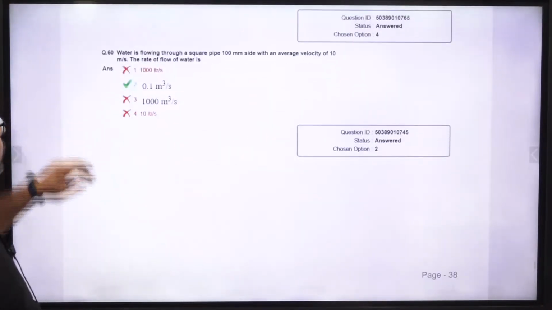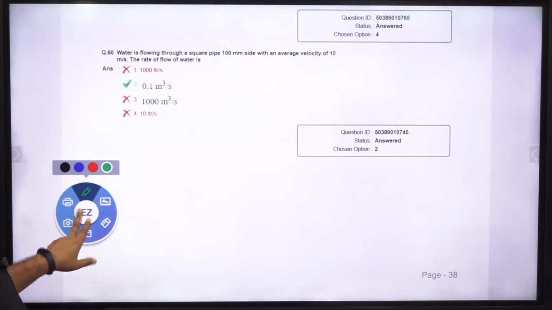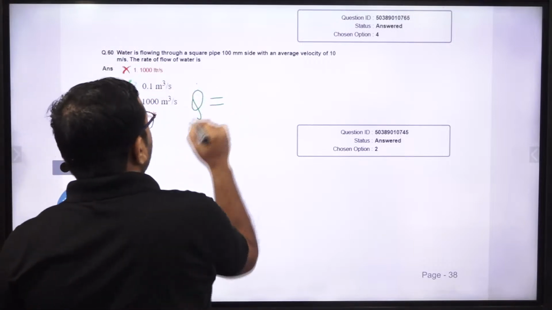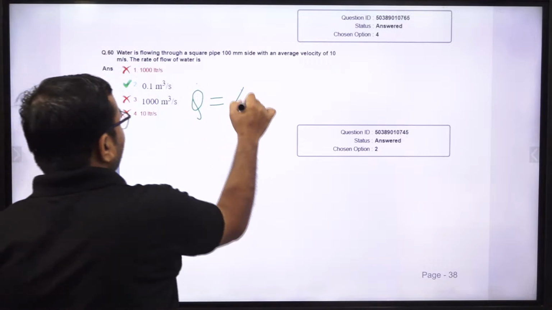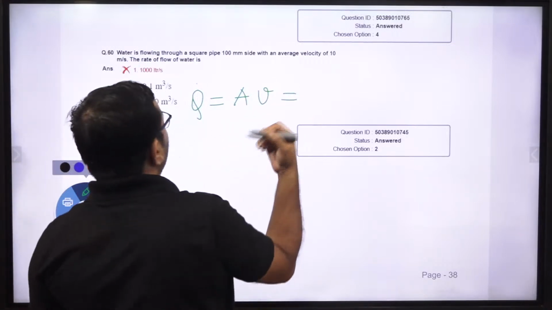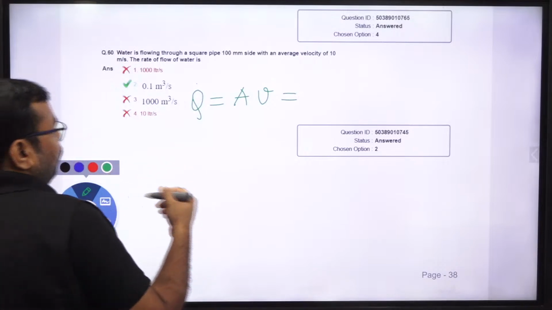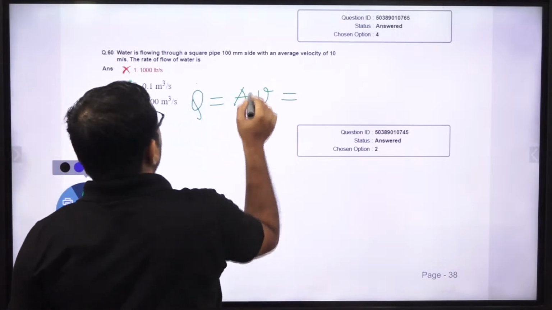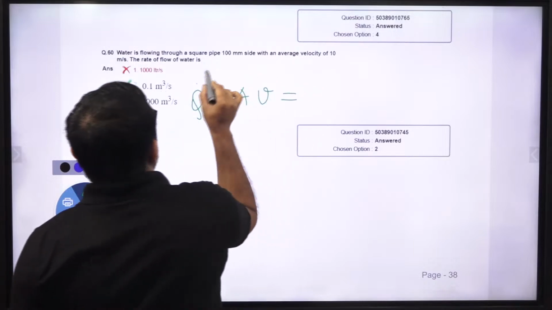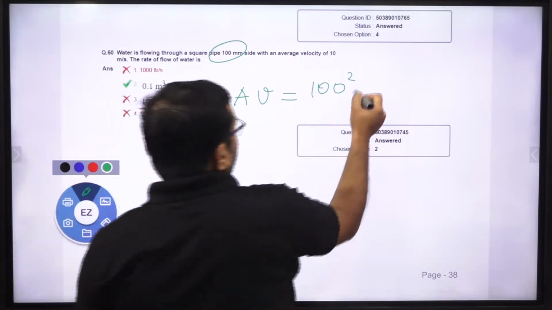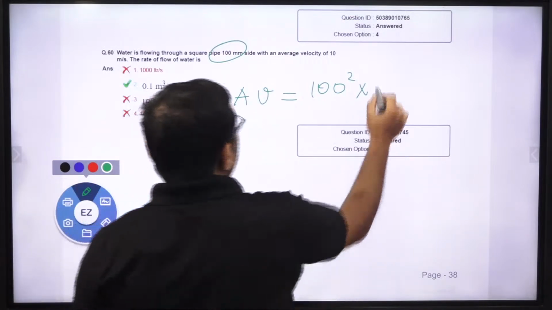Water is flowing through a square pipe 100 millimeter side with an average velocity of 10 meter per second. The rate of flow of water is? Can I say Q dot is nothing but area into velocity? This is a very simple formula. Here we need to find the rate of flow of water, so we actually need the volume flow rate. The area is given, a square of 100, so can we write 100 square? This is the area of cross section of a square pipe, into velocity, that is 10.